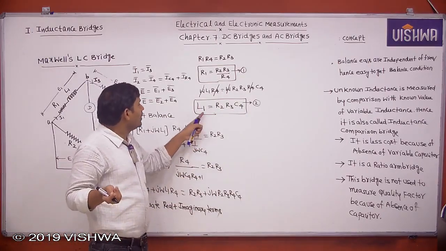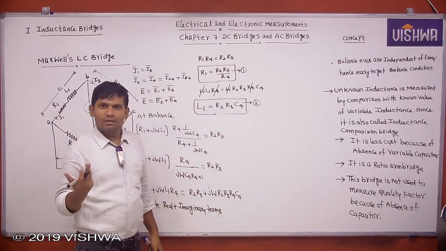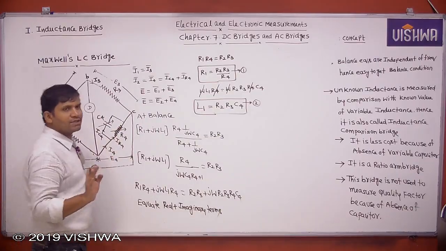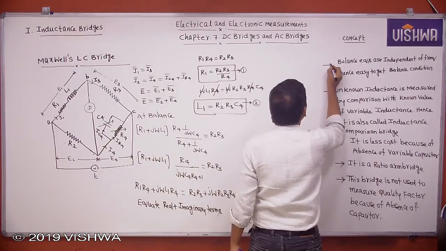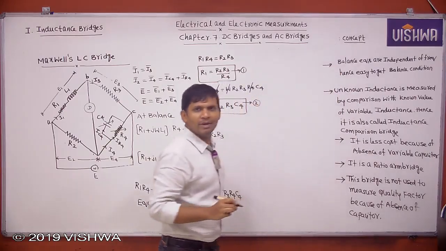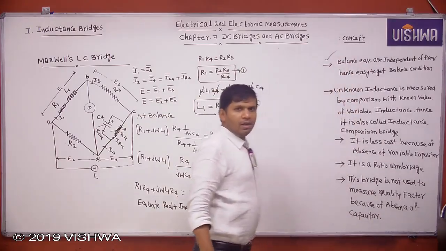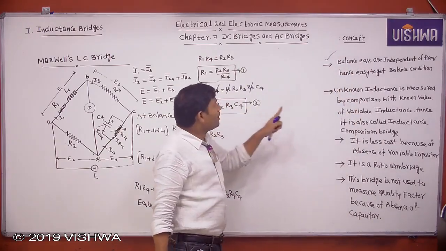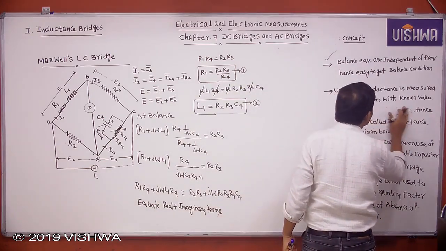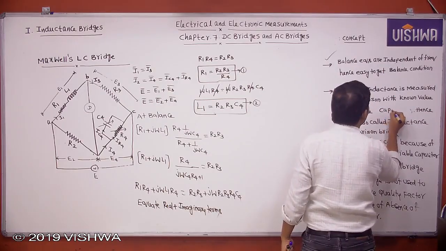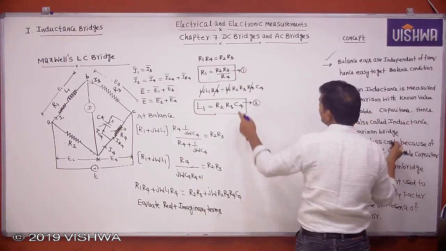Equation 1 and equation 2 are called balance equations. In this, unknown inductance is measured by comparison with variable capacitance. Now you list out the points. These two are the balance equations. Same point, is there any frequency term here? No, balance equations are independent of frequency, hence easy to get the balance condition. Now unknown inductance is measured by comparison with known value of variable capacitance.